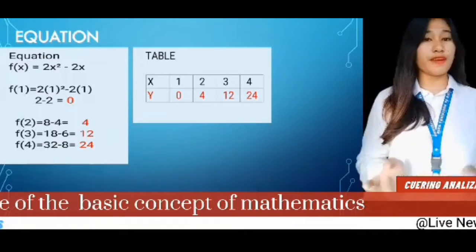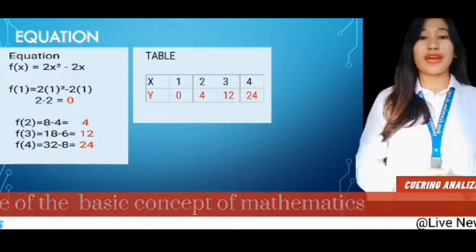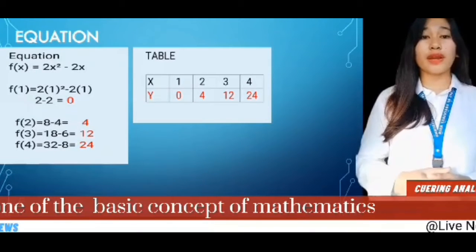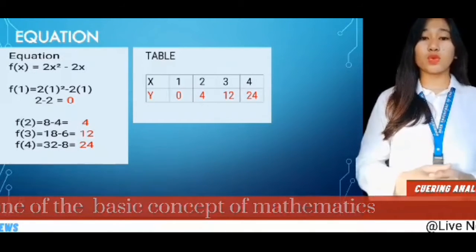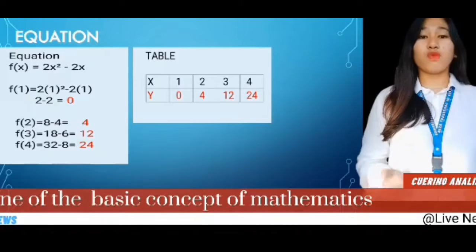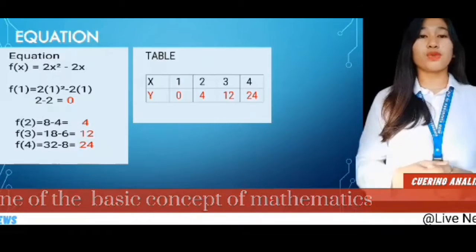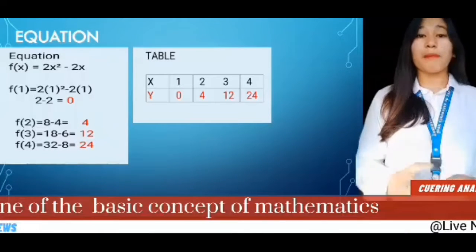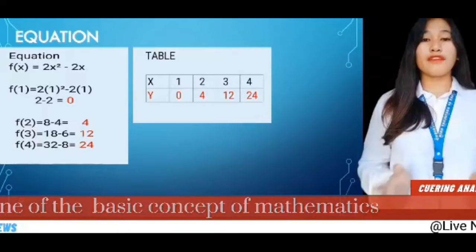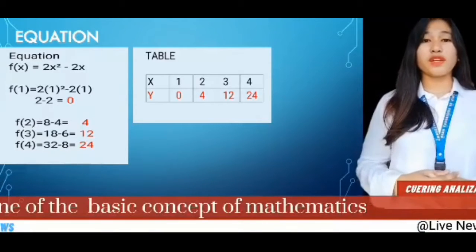We have to substitute the value of x. Equation: f(x) = 2x^2 - 2x. If x is equal to 1, so we have f(1) = 2(1)^2 - 2(1). So f(1) = 2 - 2, which is equal to 0. f(2) = 8 - 4, so we have 4.